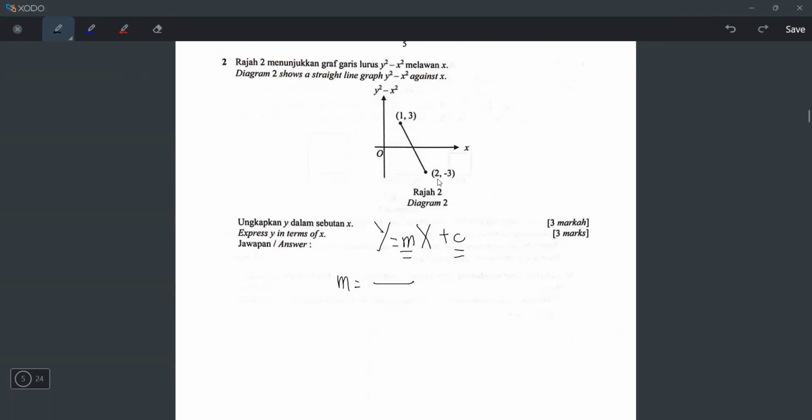How to find the gradient? Well, this is a straight line, so I can straight away find the gradient of the linear graph just by taking x.